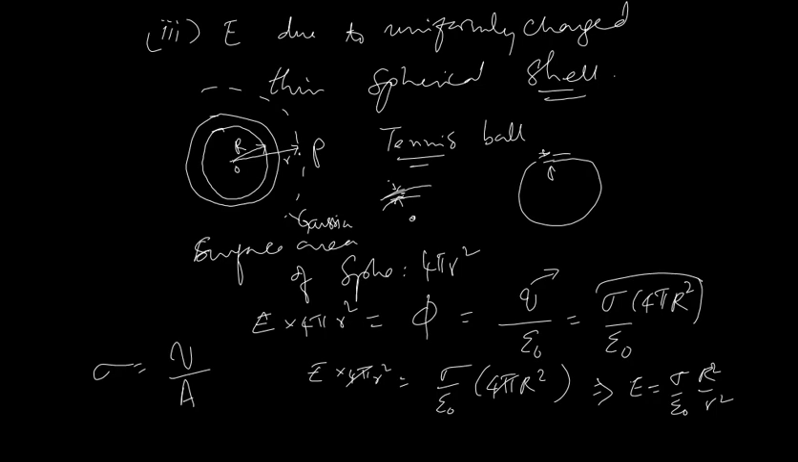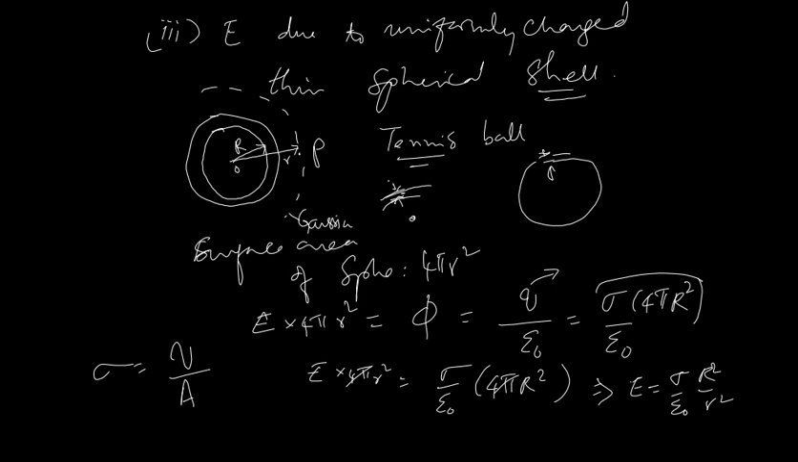So the third one is E due to a uniformly charged thin spherical shell. This is the shell; consider a tennis ball kind of thing. There are two cases: one is inside this shell and the other is outside. First we consider outside. We assume, outside this entire area, an imaginary surface, that is your Gaussian sphere. The surface area of a sphere is 4 pi r square.